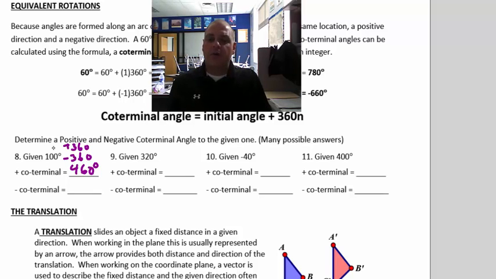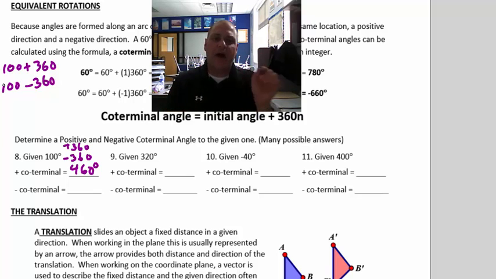A minus coterminal angle, we take 100 and subtract 360. So I'm going to show you what we're doing here: 100 plus 360, then 100 minus 360. It's very simple. Adding or subtracting 360 gives you a coterminal angle. That means they end in the same exact spot. Okay, so 100 degrees, for example, is this.